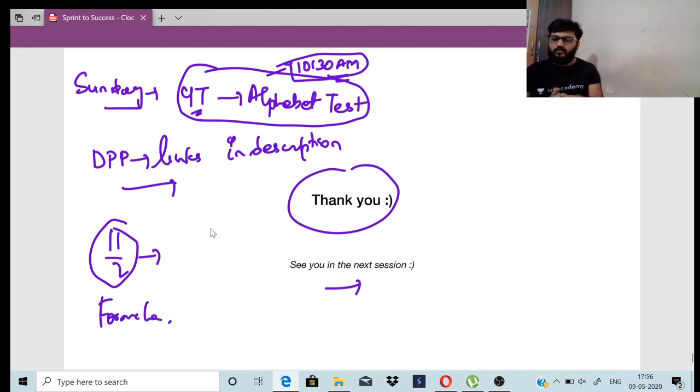So don't worry, I will come up with a basics class, right? The formulas, why it is like this and all, so that you guys can learn it thoroughly, okay?